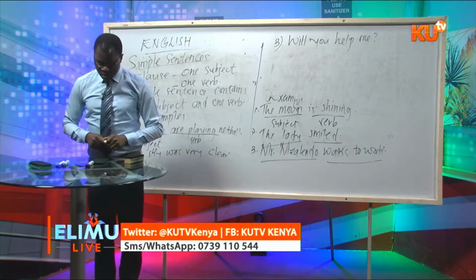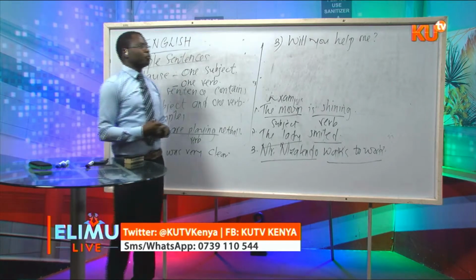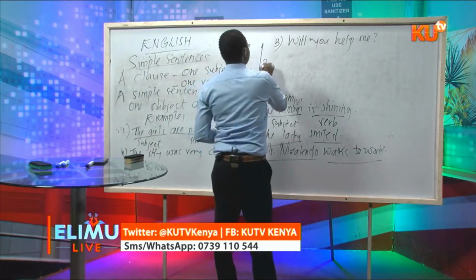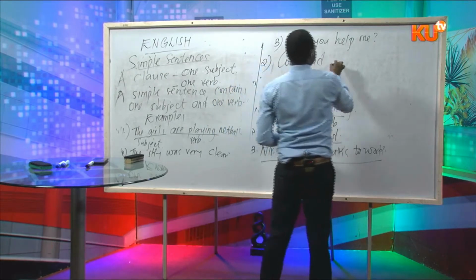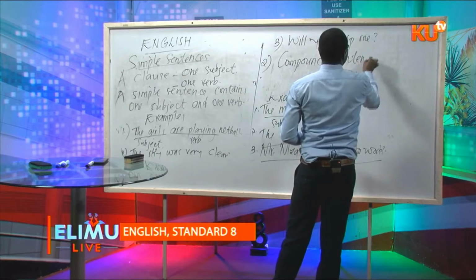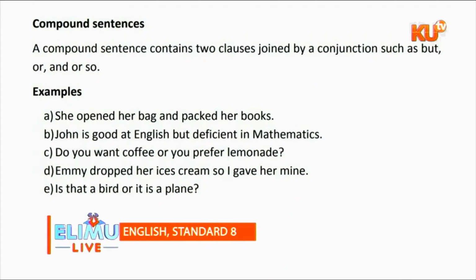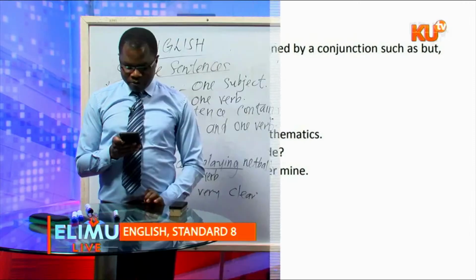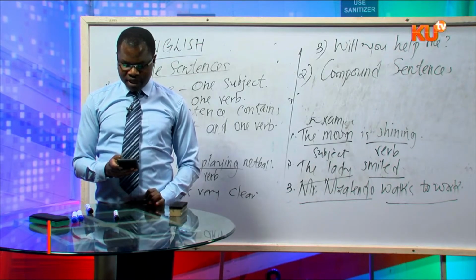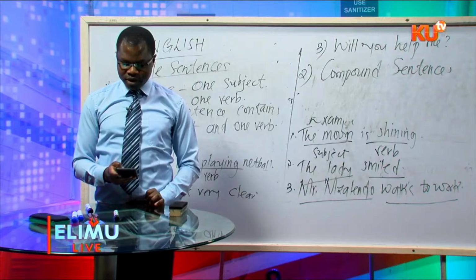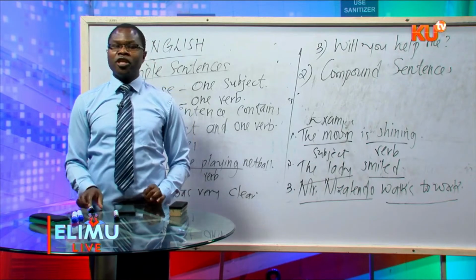Then we have another one, compound sentences. From simple, now we move to another example of a sentence, compound sentences. Unlike the first one where we said it has one subject and one verb, for compound sentences we can say that a compound sentence contains two clauses joined by a conjunction.